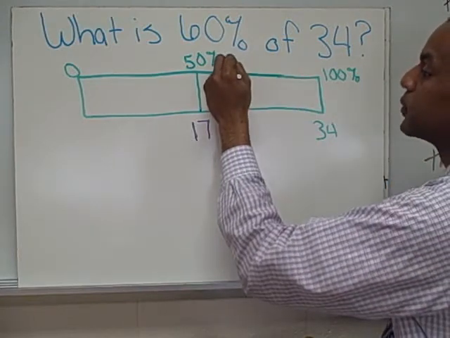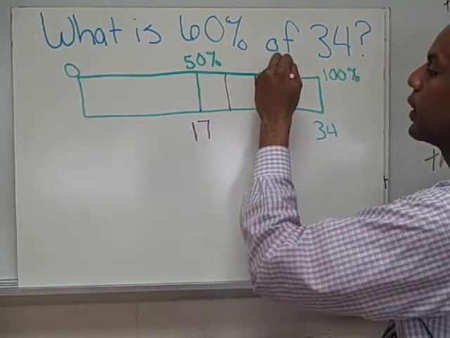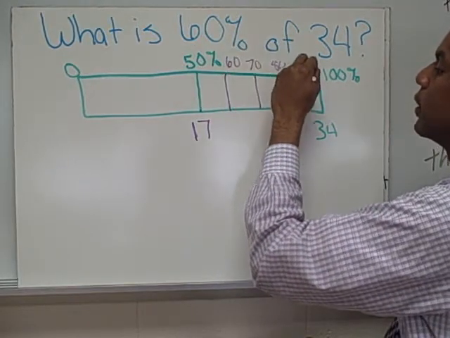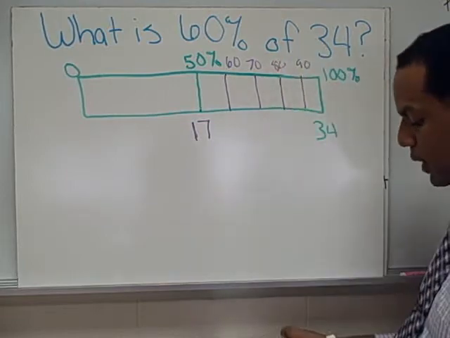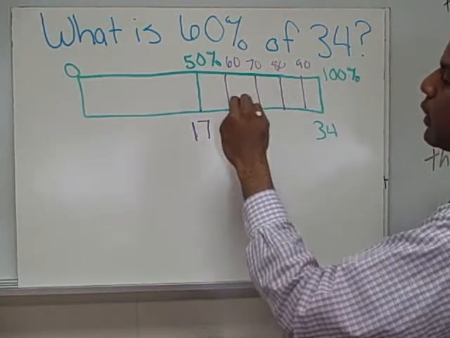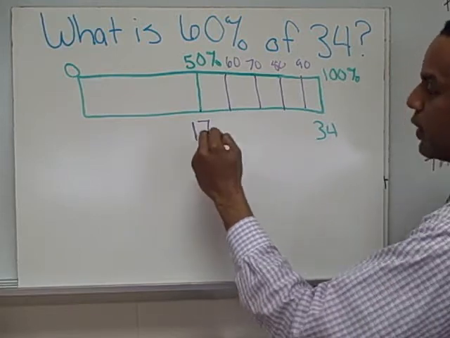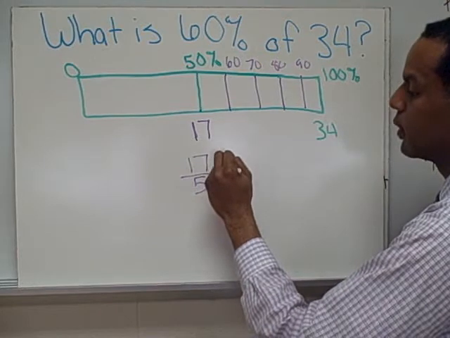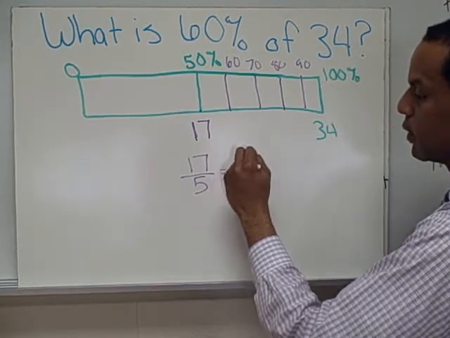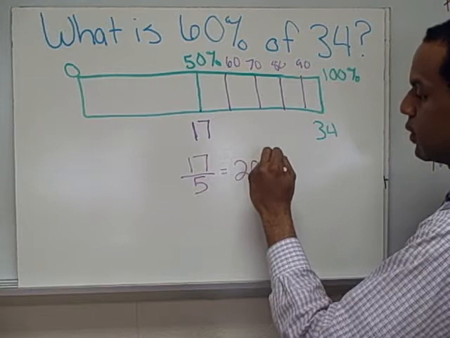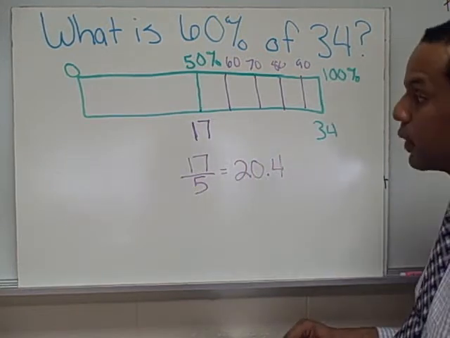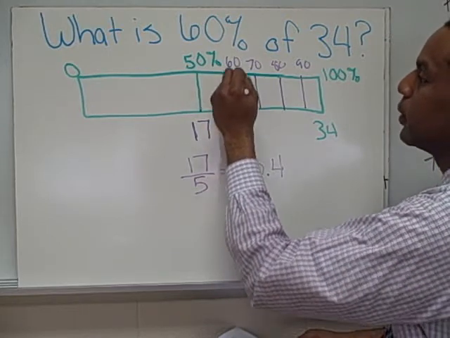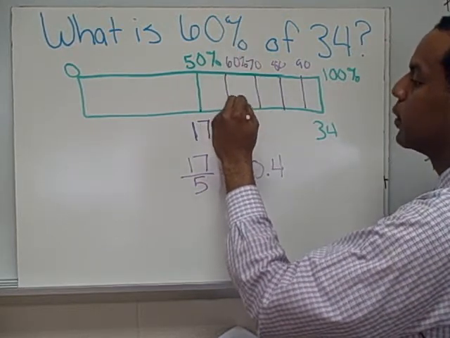So, let's see if I can break this up into 5 even pieces. And I could see that if I divided 17 by 5, that will give me 20.4.